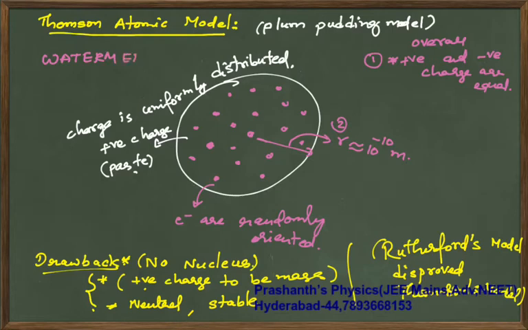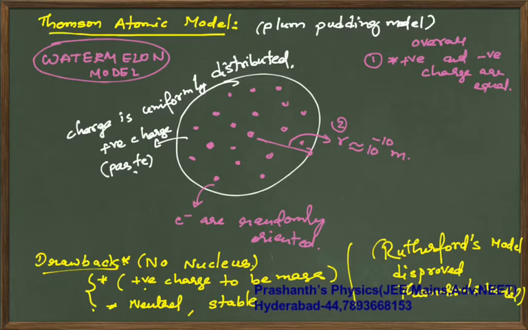What did he tell about the atom? He said that it is like a watermelon, where you have seeds, and the red part is the actual content of the fruit. Your positive charge is that kind of red part. The seeds that you have, the black ones, are your electrons. That's what he told.